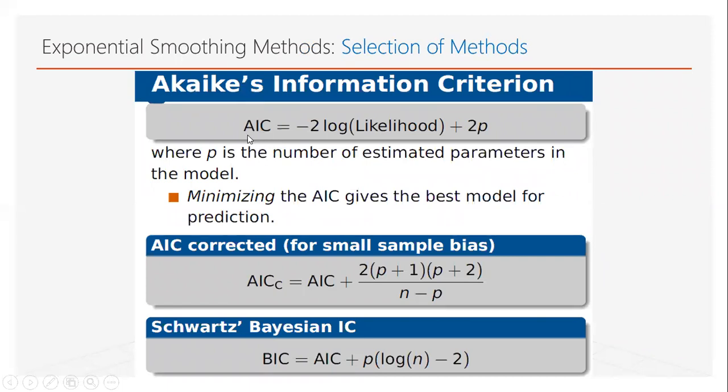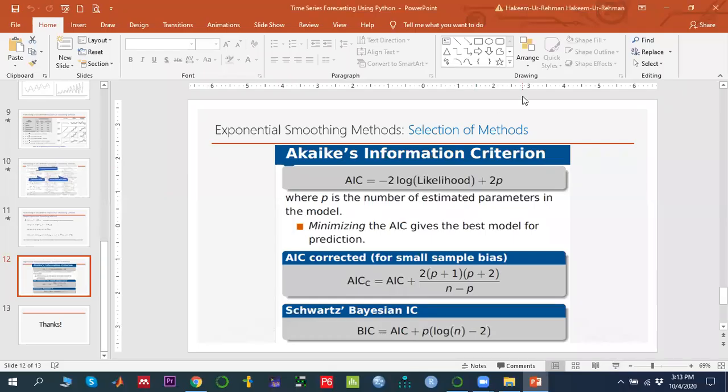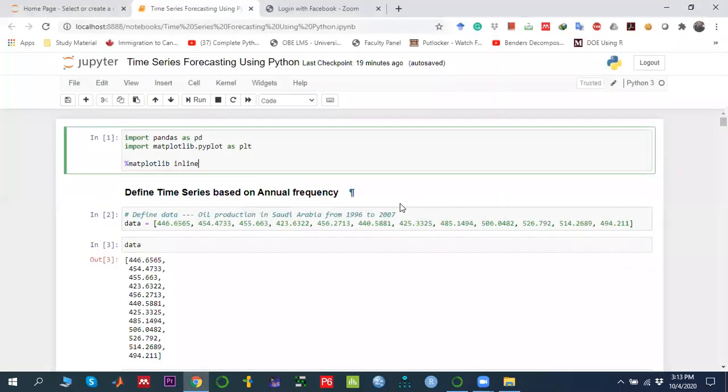When we compare the AIC, that is the Akaike information criterion, or the corrected or the Bayesian one, the model which has the lesser, or you can say the minimum value of the Akaike information criterion, would be considered the best forecasting model for the prediction. So based on these criteria, we will select the best forecasting method.